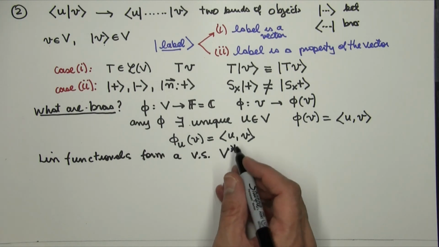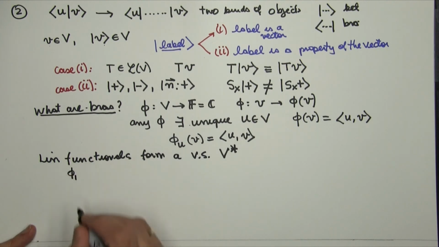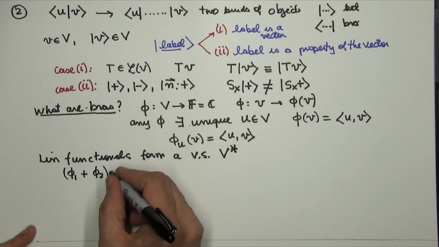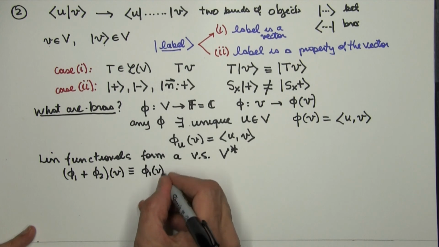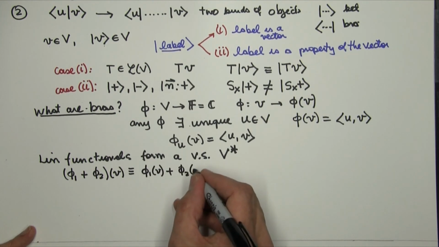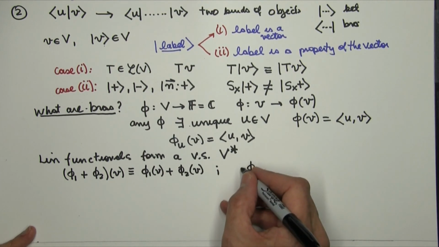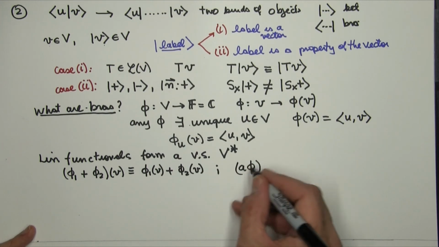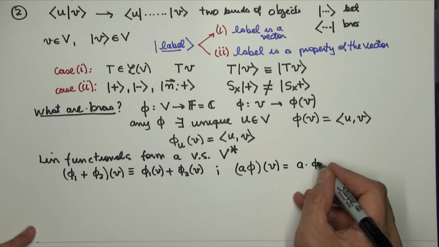And these linear functionals can be added. It's kind of trivial: if you have a linear functional phi 1 and a linear functional phi 2, you can add them, and the definition is that this added linear functional acting on v is nothing else but phi 1 on v plus phi 2 on v. Similarly, you can multiply a linear functional by a number a and define a new linear functional that acts on the vector v by taking a times phi of v.